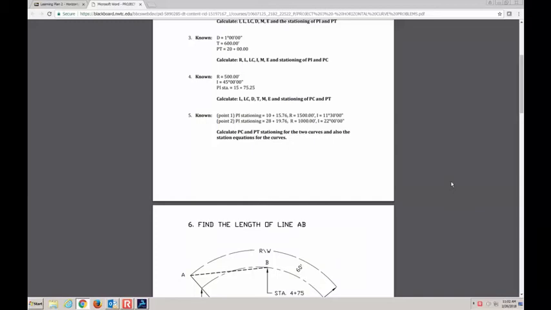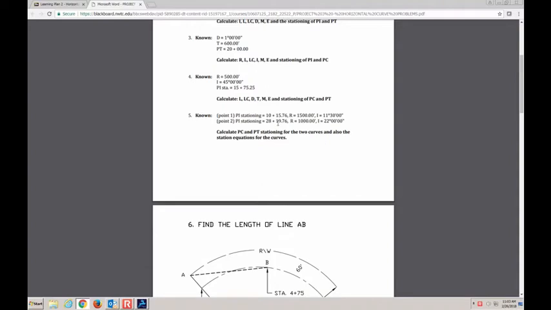Alright, so the problem we're going to tackle today is one similar to number 5 here, where it gives you 2 PI points, and it wants you to lay out technically a compound curve structure. It's not really a compound curve, the way that this one's structured. So we'll do one similar to number 5.